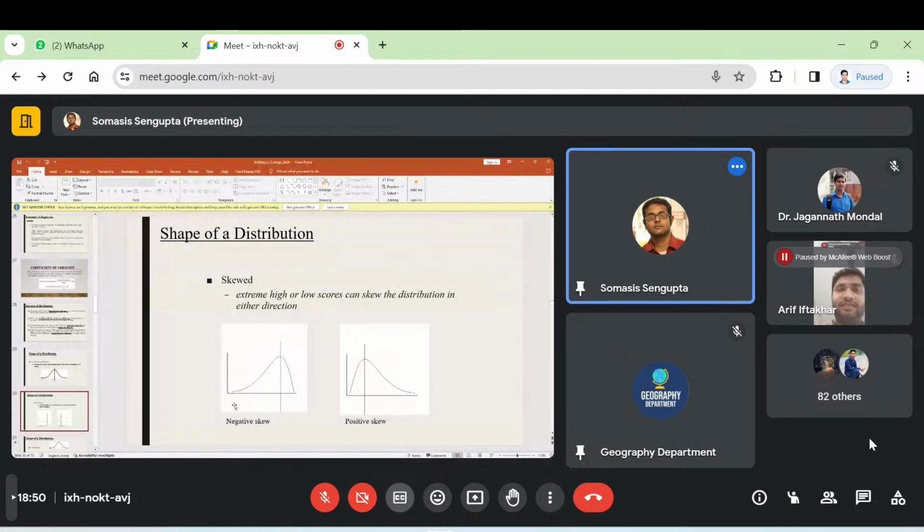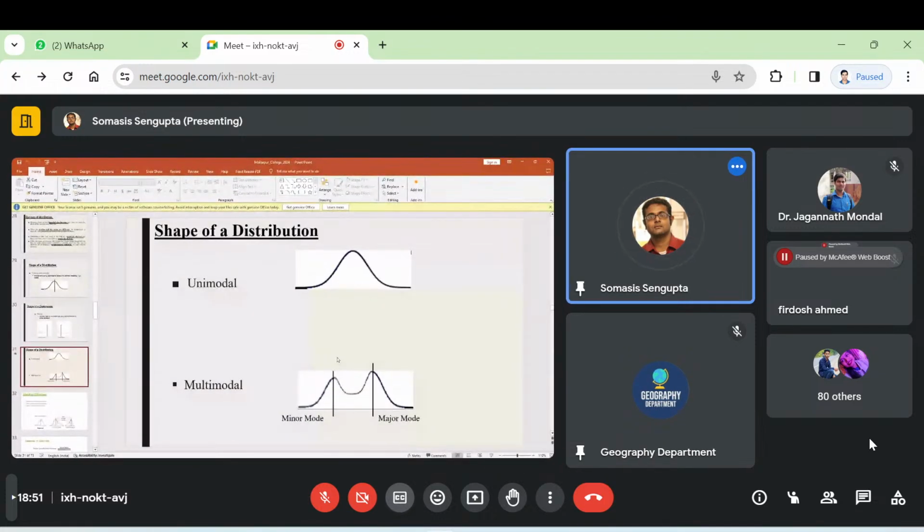Here is a concept of negative skew, where you see the mean value is the one which is cutting the line. But the number of observations above the mean is very small compared to the number of observations below the mean. This is called negatively skewed, and the reverse is positively skewed, where the number of observations above the mean is more than the number below the mean. So there are two kinds of skewness: negative skewness and positive skewness.